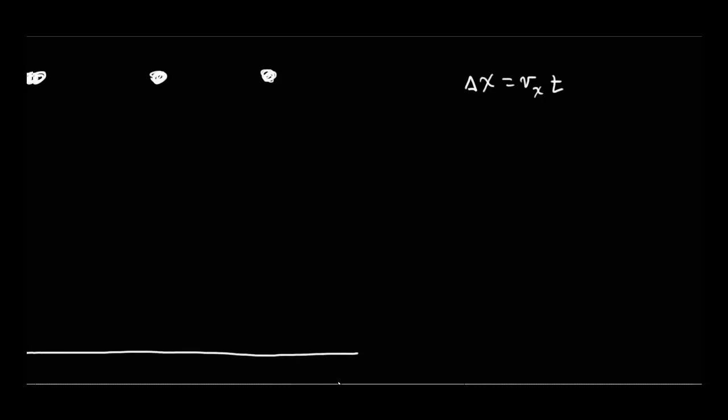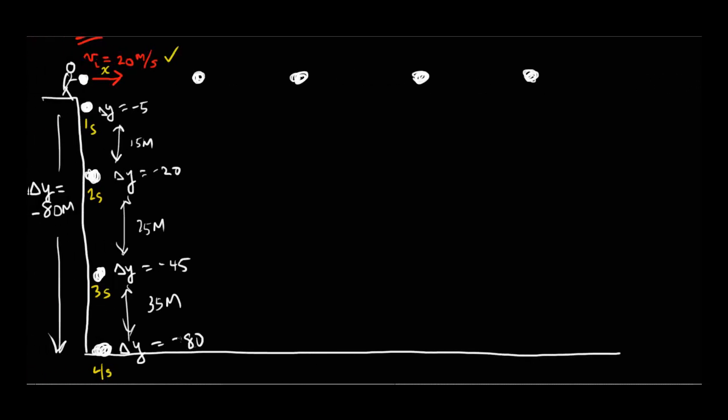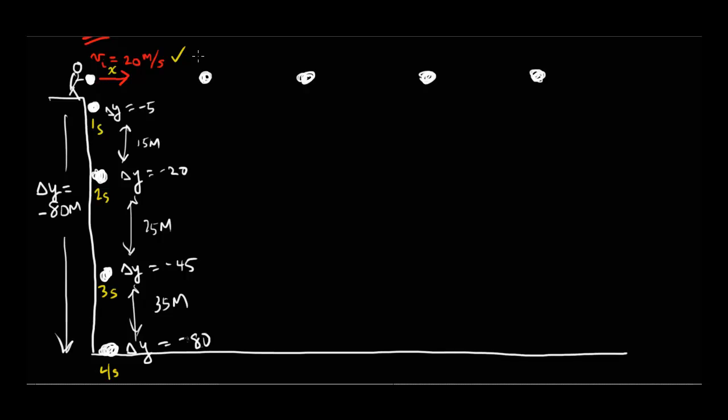And if we wanted to calculate that, since there's no acceleration in the x direction, I can just say delta x equals velocity in the x direction times t. Okay, so this is just with constant velocity, distance equals velocity times time. In other words, if I threw it at 20 meters per second, after 1 second, it's gone 20 meters. So this is 20 meters. After 2 seconds, 2 times 20 is 40 meters. After 3 seconds, 3 times 20 is 60 meters. And then after 4 seconds, 4 times 20 is 80 meters.